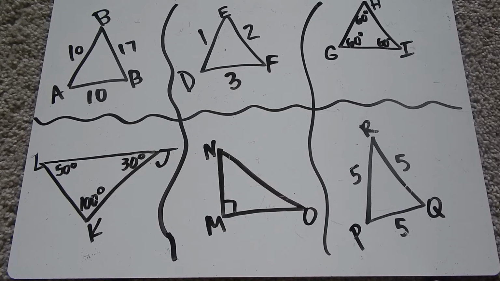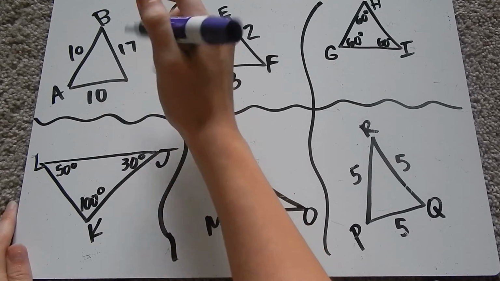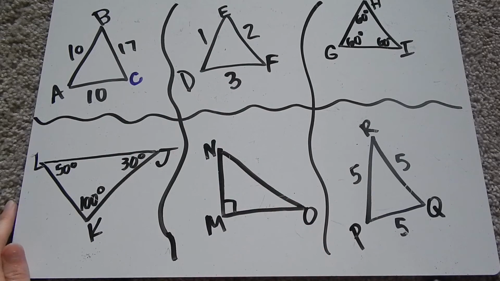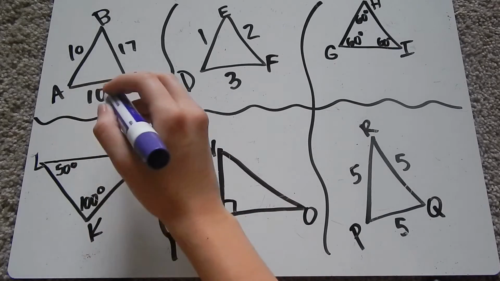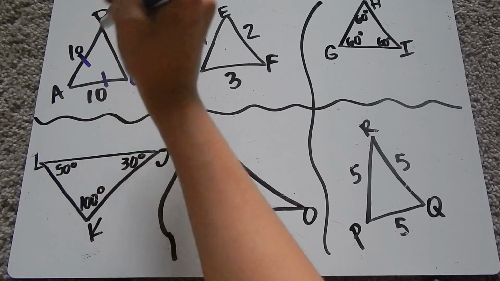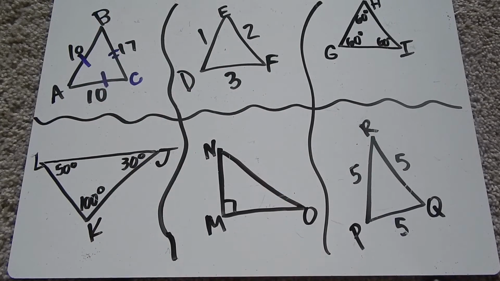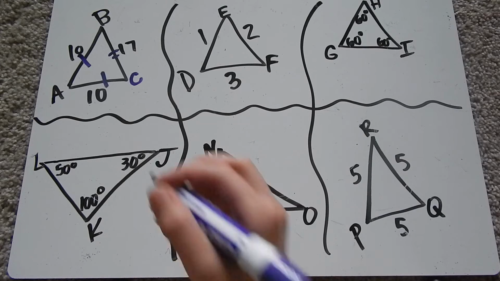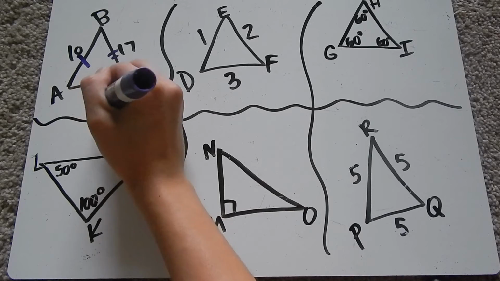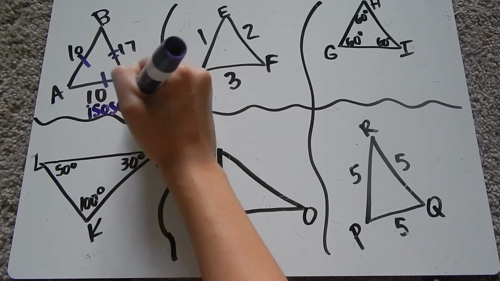So in our first triangle, triangle ABC, this should be C, not B, that's weird. ABC. Notice we have side lengths given, so we're going to classify by side. We have AC and AB both equal to 10. So those are two equal sides. We call that triangle an isosceles. So this one is isosceles.